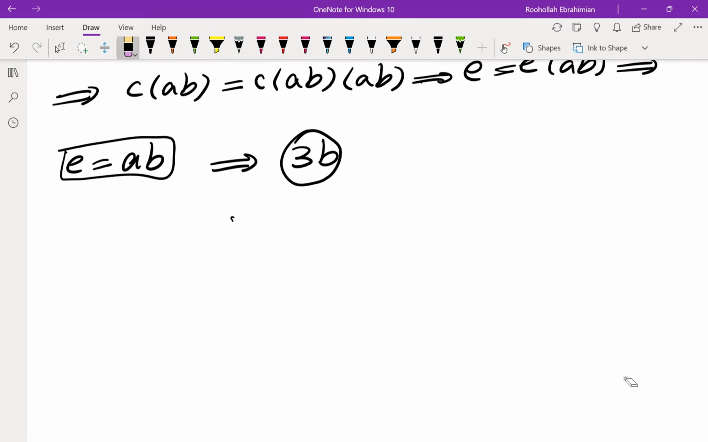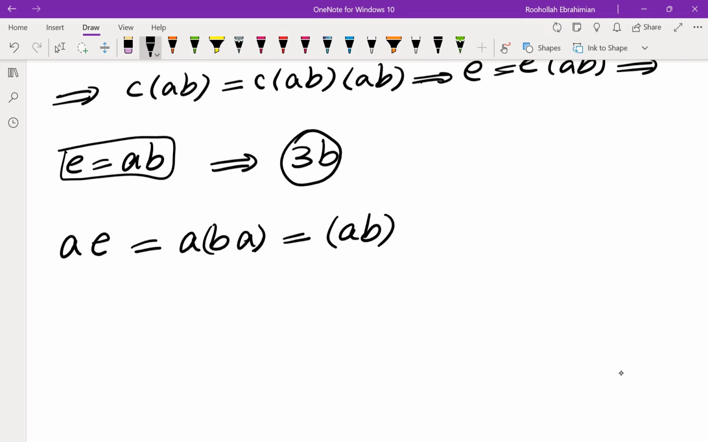So we implied 3B. Now we want to show that in fact AE is also identity. So let's write down AE. AE is A times E, and E is BA, so we can replace that. By associativity, we can write it down as AB times A. AB is identity, so that would be EA, and EA is A. So that means in fact 2B is also satisfied.